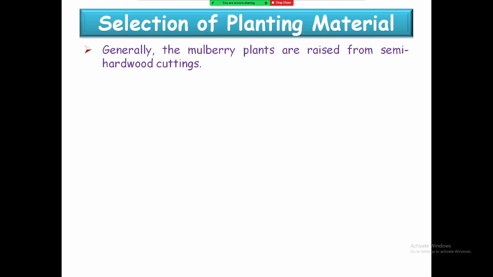Then selection of the planting materials. So how can you select the planting materials? First of all, the mulberry plants are raised from semi-hardwood cuttings. Okay, the mulberry plants are raised from semi-hardwood cuttings.